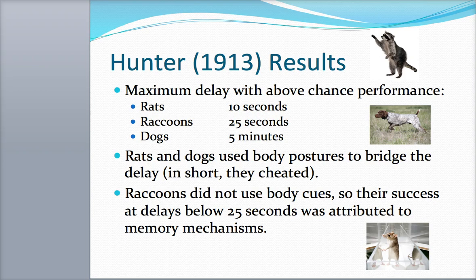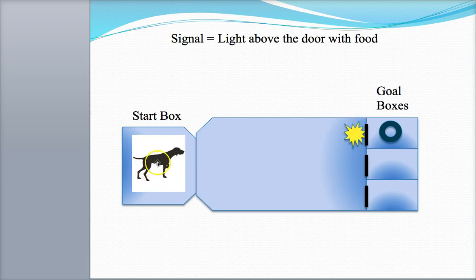However, he also, in his notes, writes that the dogs and the rats basically cheated. They used body postures to bridge that delay. So when the light's on, the dog would move to the side of the box that is correlated with the light. So the dog here would move to the left and stand and put its shoulder, its body up against the left-hand wall of the start box. And if it was on the right, he would move over to the right side of the box. And if it was in the center, the dog would stay in the middle or even lay down in the middle of the box and wait until the door was opened.